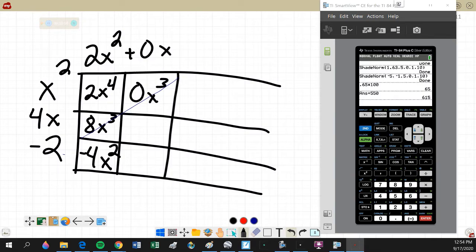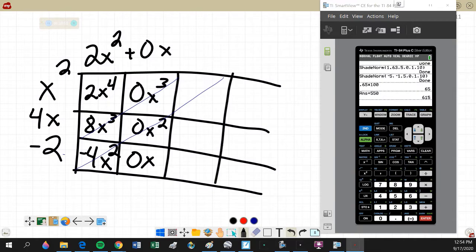And 0x times 4x is 0x squared, and 0x times negative 2 is 0x. So notice, if you have a 0 in a column, that whole column is going to be made up of zeros. But we write them so that everything lines up the way we want it to. Did I finish the numerator? No. So I add a column, and this is a little bit tricky because there are now 3 boxes.